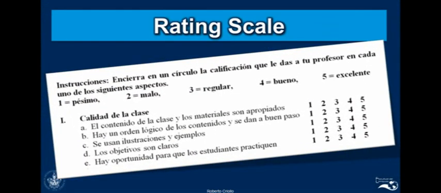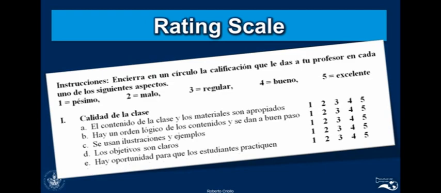The first example is the rating scale. In this case we show some characteristics that we want to assess, and we are going to give people the option to select between a 5-point rating, where number 1 is terrible, 2 bad, 3 regular, 4 good, and 5 outstanding.